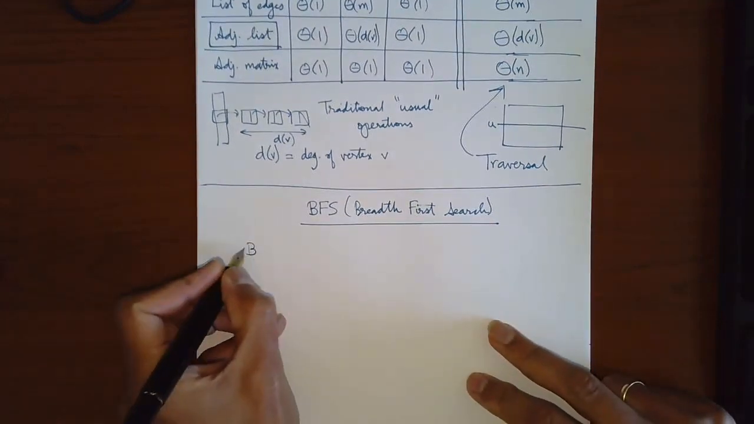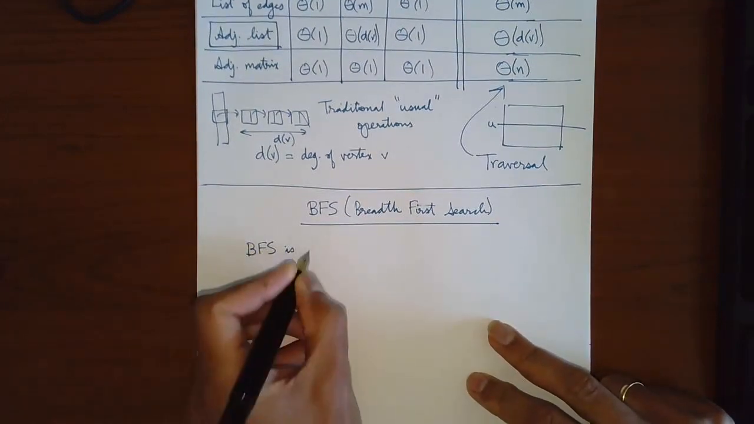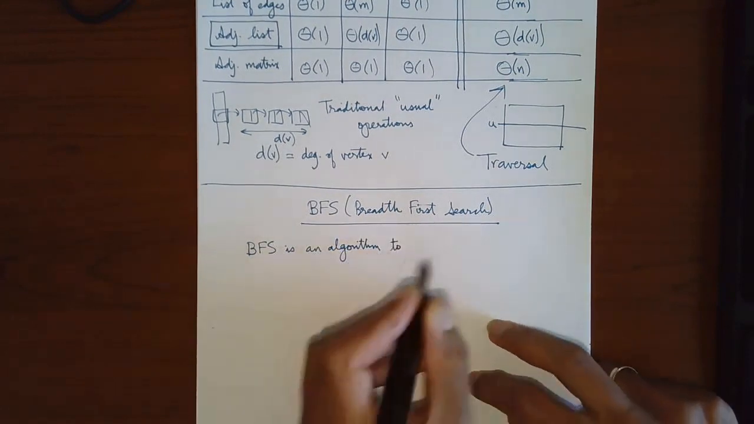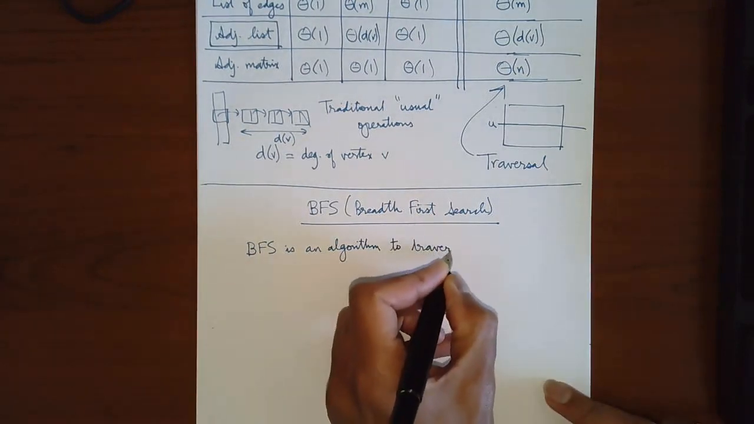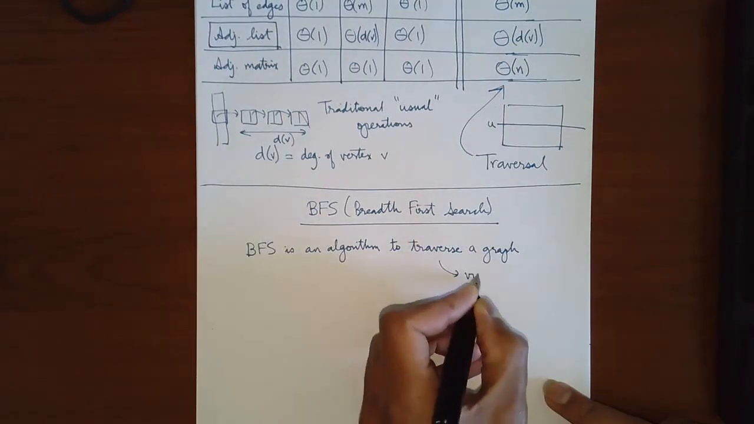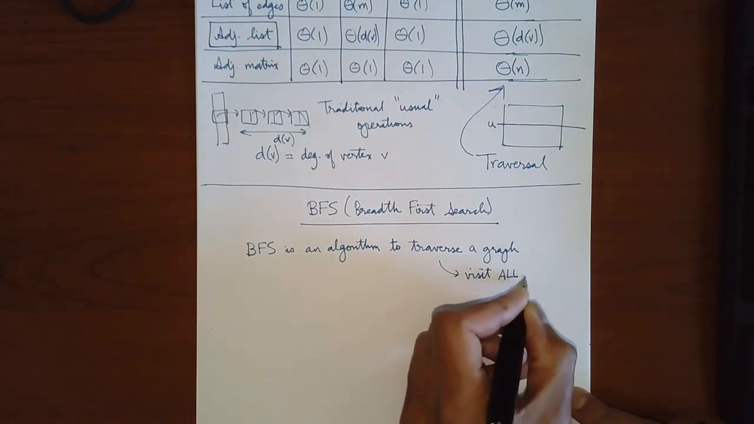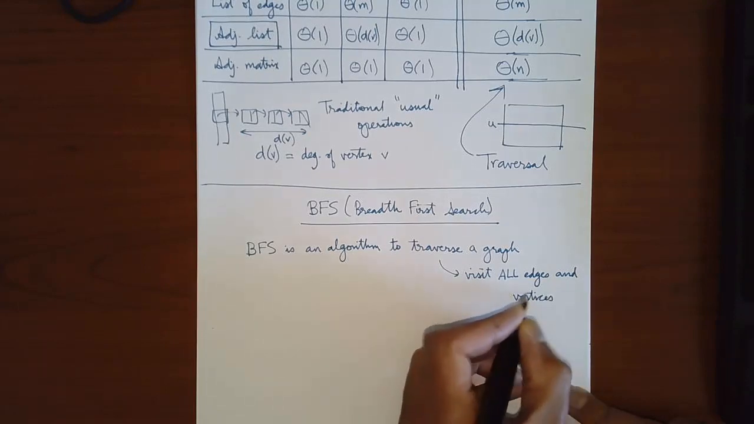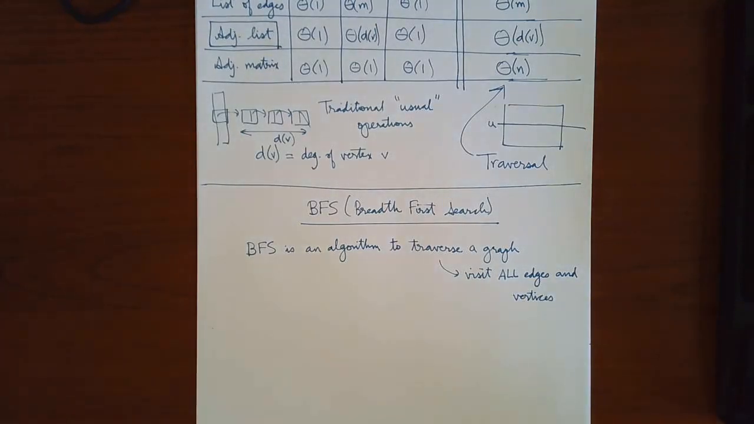So BFS is an algorithm to traverse a graph. So what does traverse mean? It means visit all edges and vertices. Just as remember that in trees, we have these notions of tree traversals, the in-order, pre-order, and post-order, which are ways of visiting all the vertices of a tree. Now we have an algorithm that visits all the vertices of the graph.